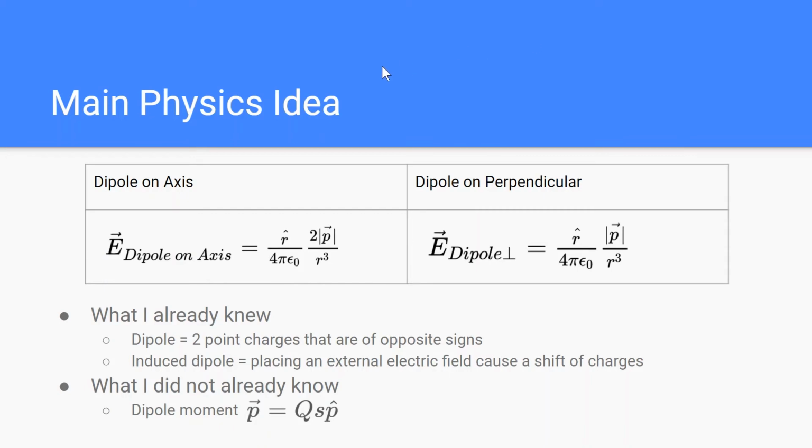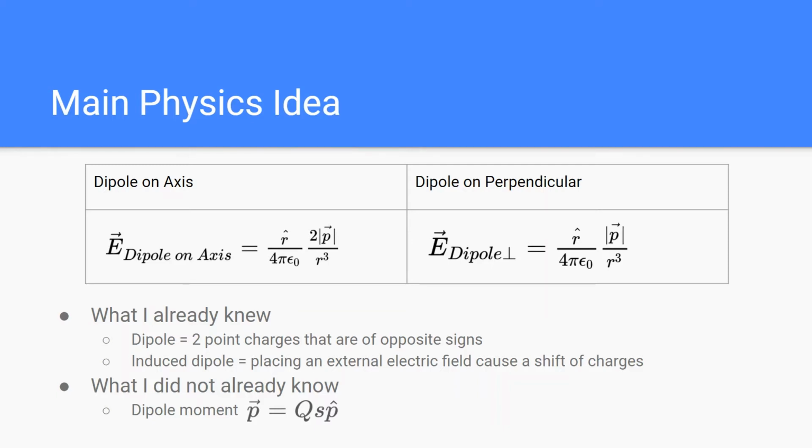The main physics idea discussed was basically the electric field of a dipole. And a dipole is basically two point charges of opposite signs. The electric field created by the dipole on the same axis, which means the dipole and the charge that's affected are on the same line, is equal to r hat over 4 pi epsilon 0 times 2 magnitude of p, which is the dipole moment, over r cubed.